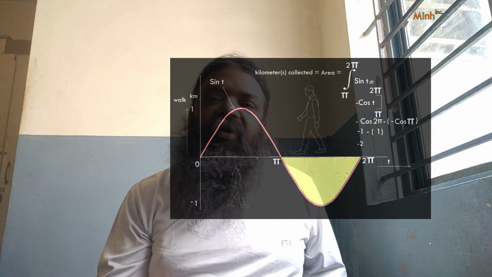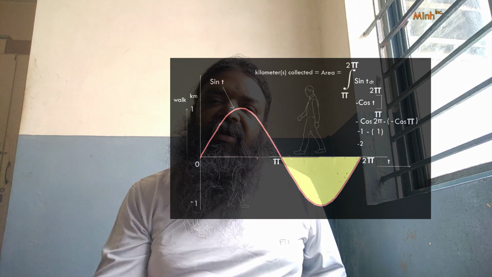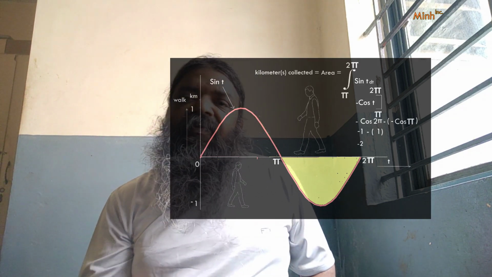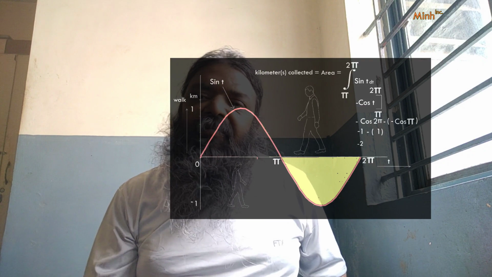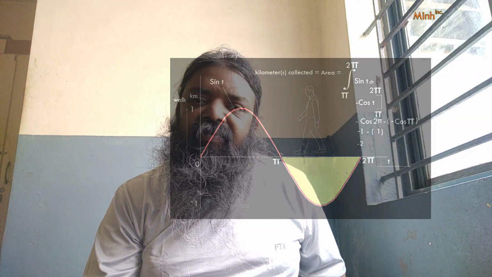What is the total kilometers he collected? I mean, what is the total kilometers he walked? So from 0 he started, and sine t. If I integrate, if I calculate the area from 0 to becoming 1 and then 1 to 0, that area becomes minus cos t. First section from 0 to 90, he walked 1 kilometer, because cos 0 is 1 and cos 90, cos pi by 2, is 0. So 0 minus 1, minus cos t, that is the integration. So 1 kilometer he walked.